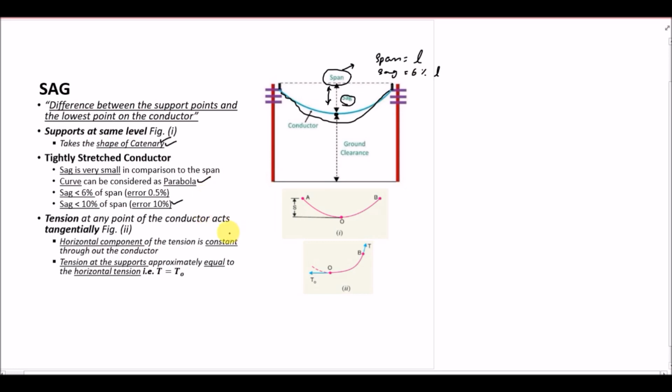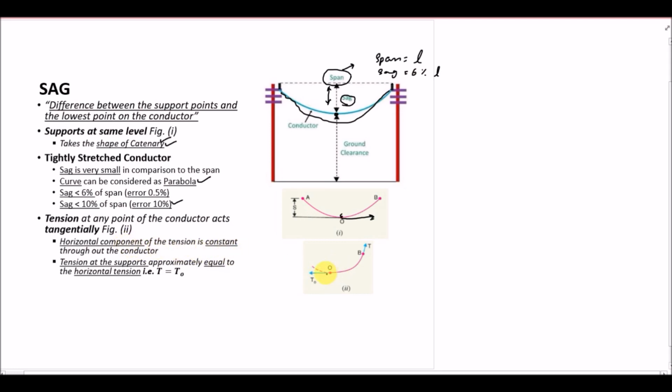Now there are few points before going on into the derivation that we should know. The first one is that the tension at any point of the conductor act tangentially. For example, we have a point O, this is the lowest point of the conductor, and if I have to find the tension at this point, so it will be tangent to point O, right? And the second point is that the horizontal component of the tension is constant throughout the conductor.